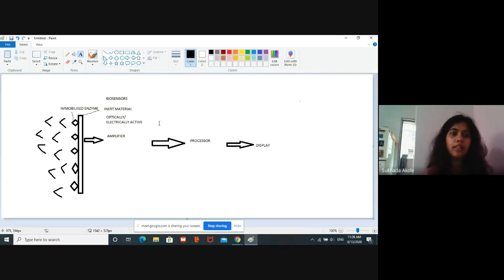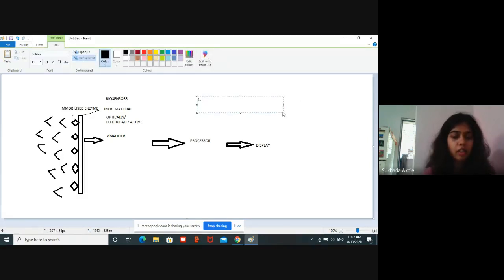So now when we look at this entire structure of a biosensor, we can say that the biosensor has two distinct components. One is your biological component, which is my enzyme, or it is my cell which has been immobilized on this electrically or optically active substance. And the second, very important part of this biosensor, is a physical component, which means my amplifier, my processor, and my display.